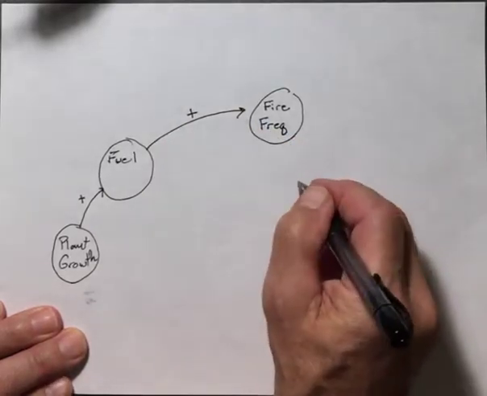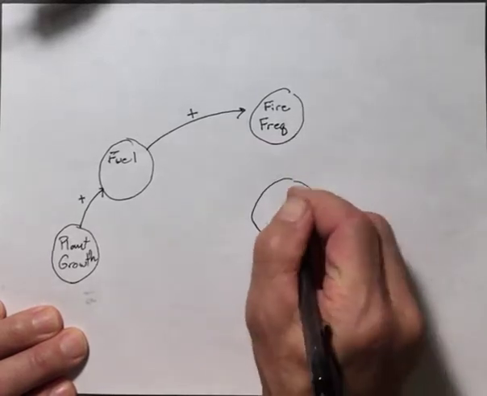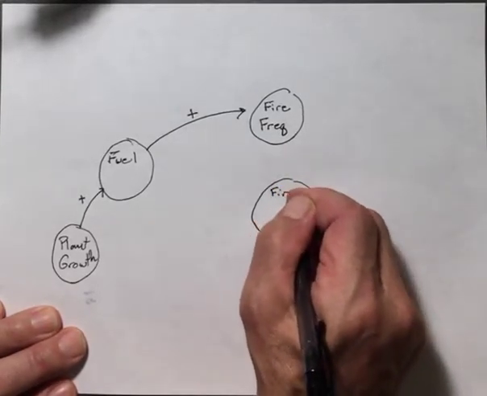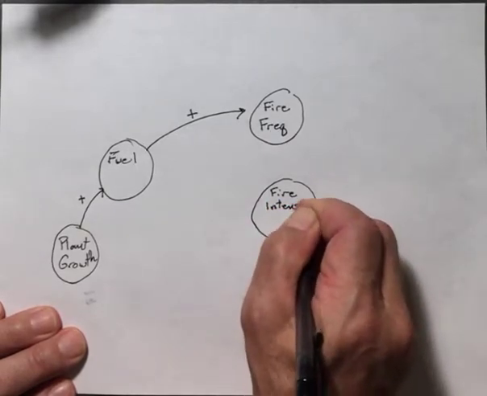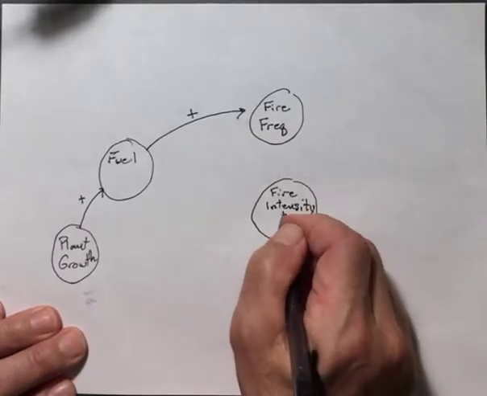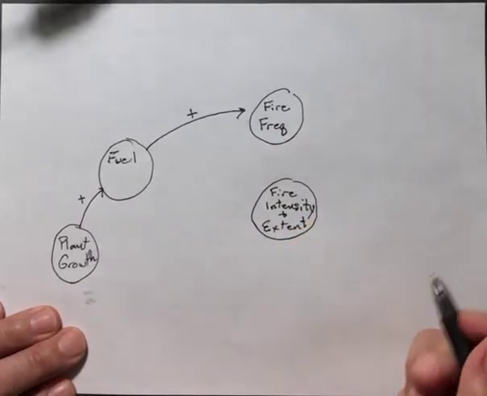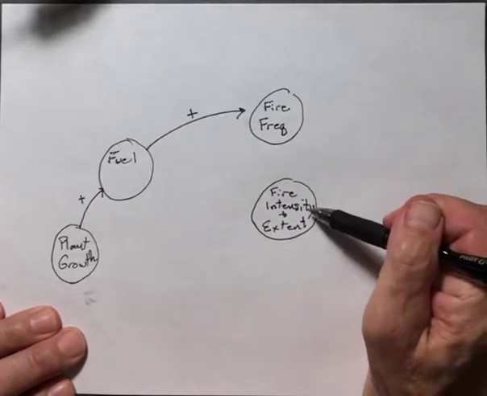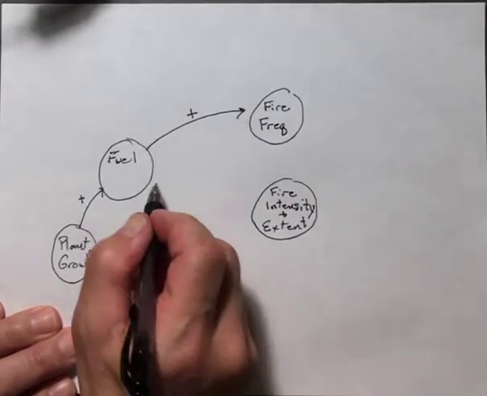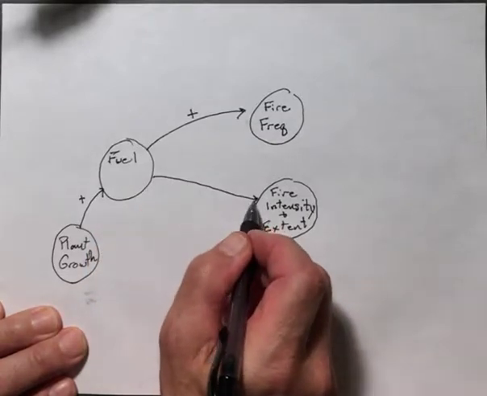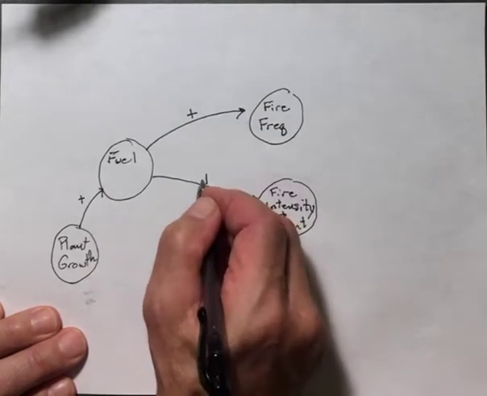It also means that the more fuel you have, the bigger your fires: fire intensity and fire extent. All right, we talked about these features of any disturbance: disturbance frequency, disturbance intensity, and extent, which is the area. Now, fuel, of course, right? We just said the more fuel you have, the hotter your fires will be and the bigger an area they will tend to cover.